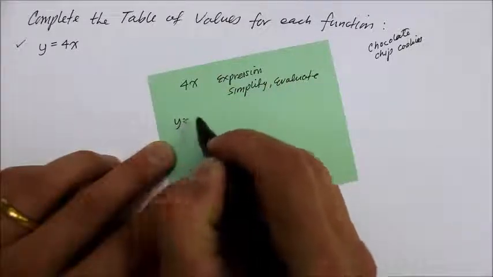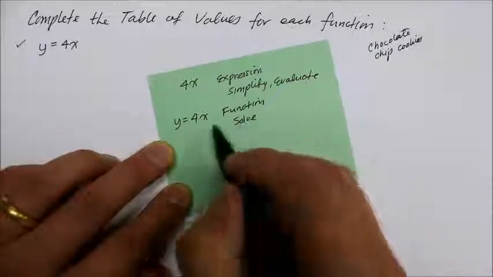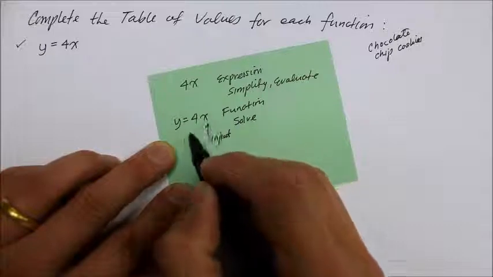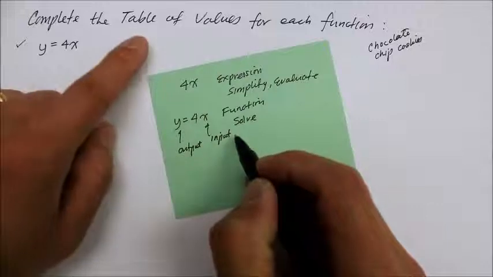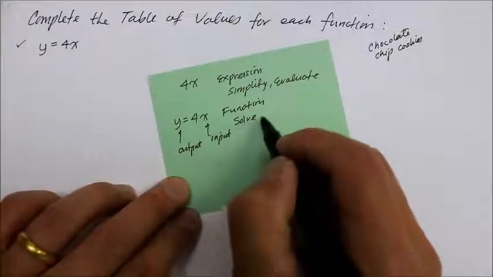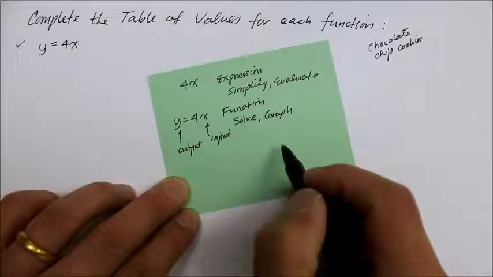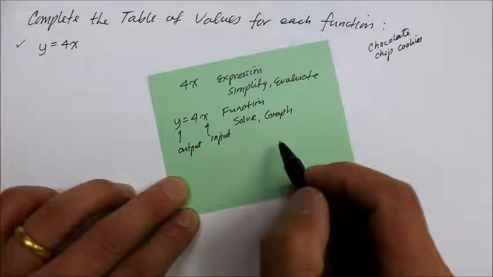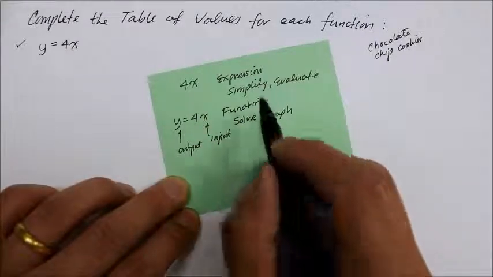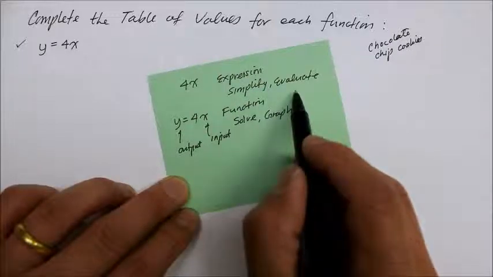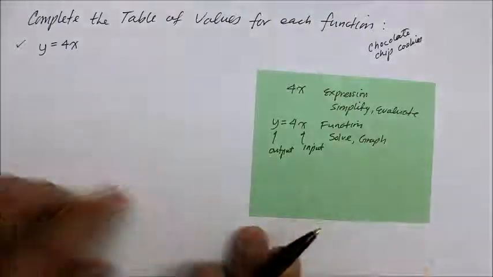Now this is called a function. Functions you can solve. It has an input, and if there's an input, there must be an output. So if there's an input and an output, you could make a table of values. So you could solve functions, and you could also graph functions. And later on, there will be a more instructional video about graphing linear functions, such as this one. So expressions, you simplify or evaluate. Functions, you solve or graph. So obviously, this one is a function.